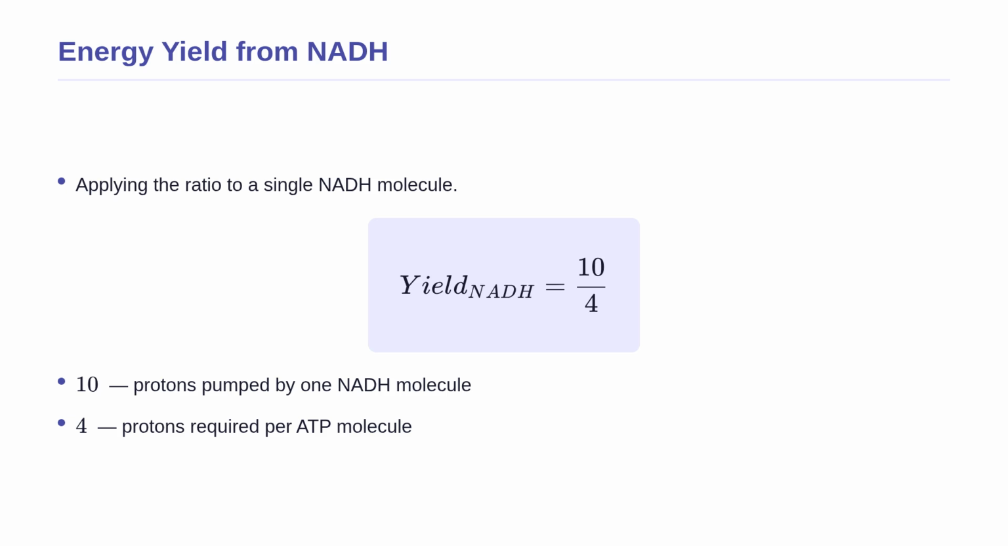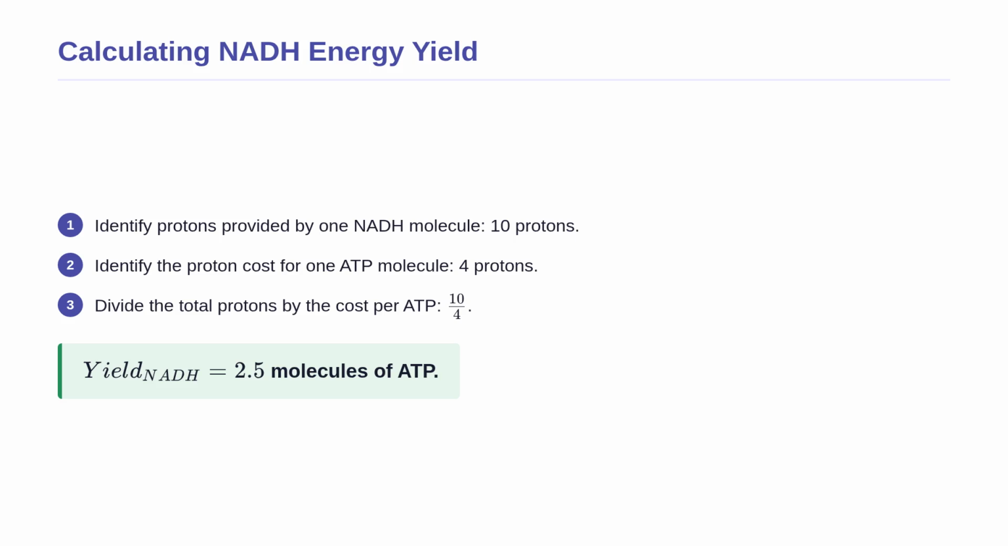Conceptually, it tells us exactly how efficient our cellular power plants are at extracting energy. If the proton cost per ATP were to decrease, the yield from a single NADH molecule would physically increase, making respiration even more efficient. Let us complete this calculation to find the exact energy yield.